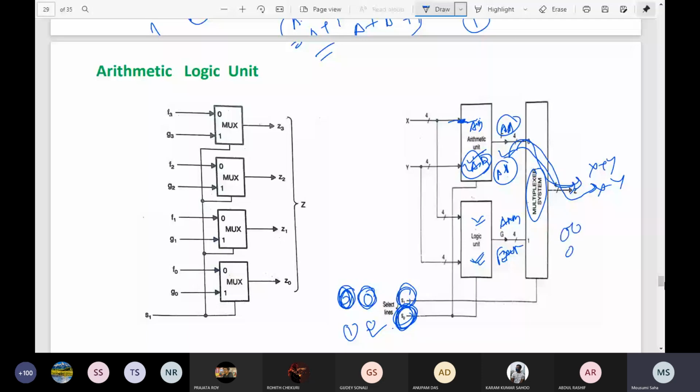Because you have 2 select lines, 2 control lines, you can have one for addition, one for subtraction, one for the logical AND operation, and one for the exclusive OR operation. So in this way you can design the set, and I hope you can easily design for 8-bit or 16-bit in the same way. But try to remember, first you design the arithmetic unit, design the logical unit, then you merge these, and with the help of a multiplexer you can get the output value. Clear?